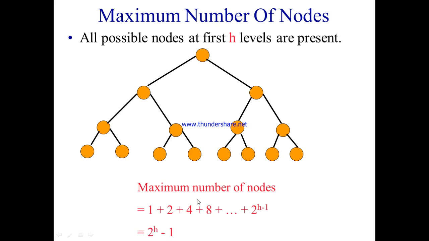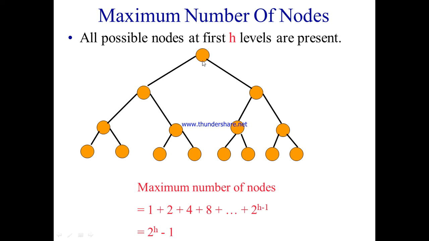Okay, so please try to solve this. If I am reducing this equation, I will be getting what? 2 power h minus 1. So if I am taking this example, what is h here? 4, right? 4 levels: 1, 2, 3, 4. So how many total nodes should I have? 2 power 4 minus 1. So 2 power 4 is equal to 16 minus 1, that is equal to 15.